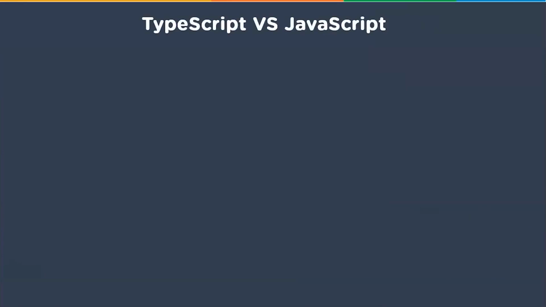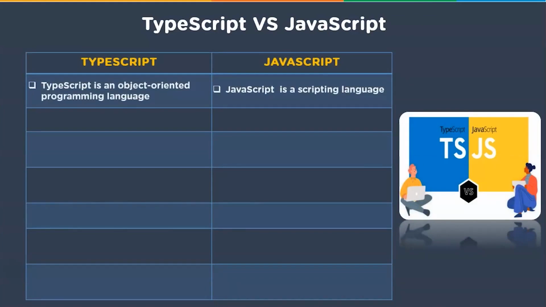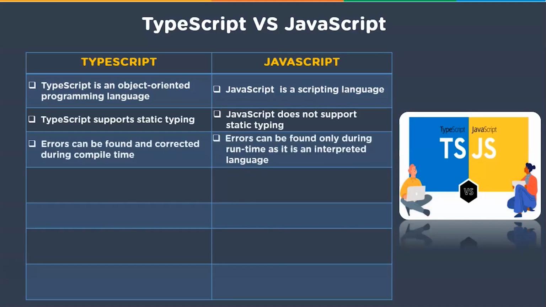Now let us look at the difference between TypeScript versus JavaScript. TypeScript is an object-oriented programming language, whereas JavaScript is a scripting language. TypeScript supports static typing, whereas JavaScript does not support static typing. Errors can be found and corrected during compile time. In JavaScript, errors can be found only during runtime, as it is an interpreted language.